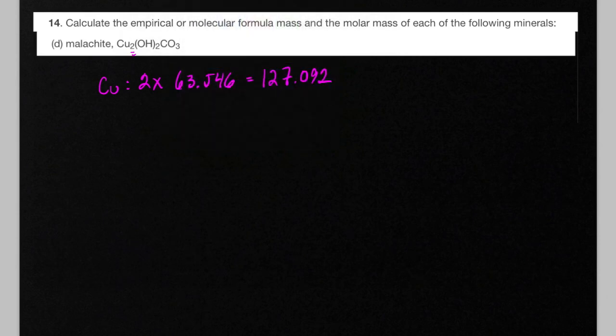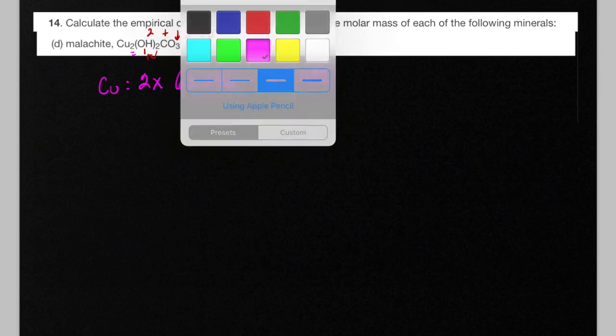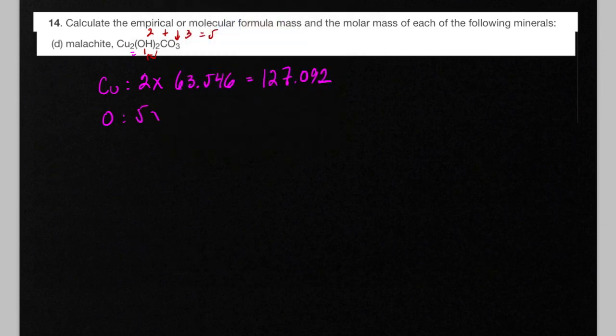Now for oxygen, you have to be careful here. There's technically a 1 for a subscript next to this oxygen, and the 2 in the parentheses there causes that oxygen to be 2 here. But there's also 3 over here, so there's a total of 5 oxygens in this formula. And so 2 from the hydroxide and 3 from the carbonate gives a 5 total. So let's multiply this out.